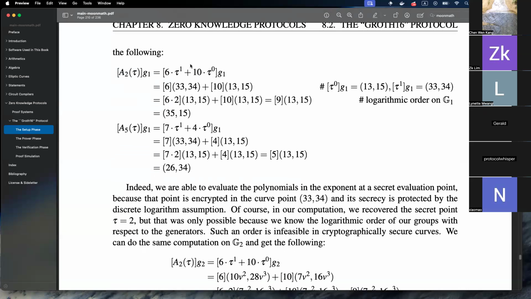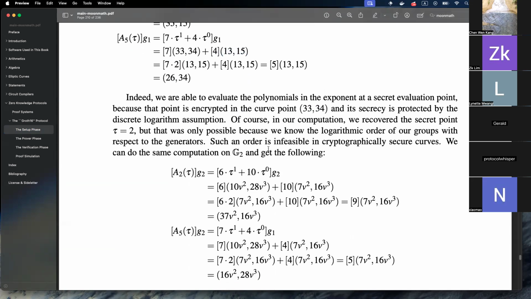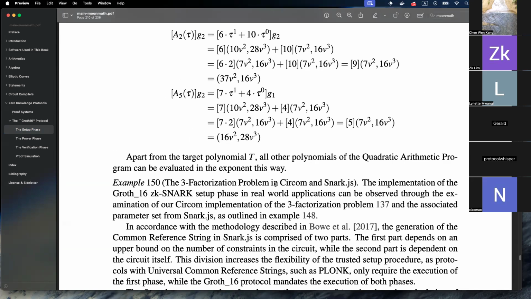We can just substitute it in. You see this a lot. Because we want to be able to compute something without revealing our toxic waste or without knowing the toxic waste, and this is how we do it. You'll be able to evaluate this polynomial essentially. Same here. That's what the CRS is good for. The CRS is very, very useful so that when we want to evaluate polynomials, it's pretty easy to do.